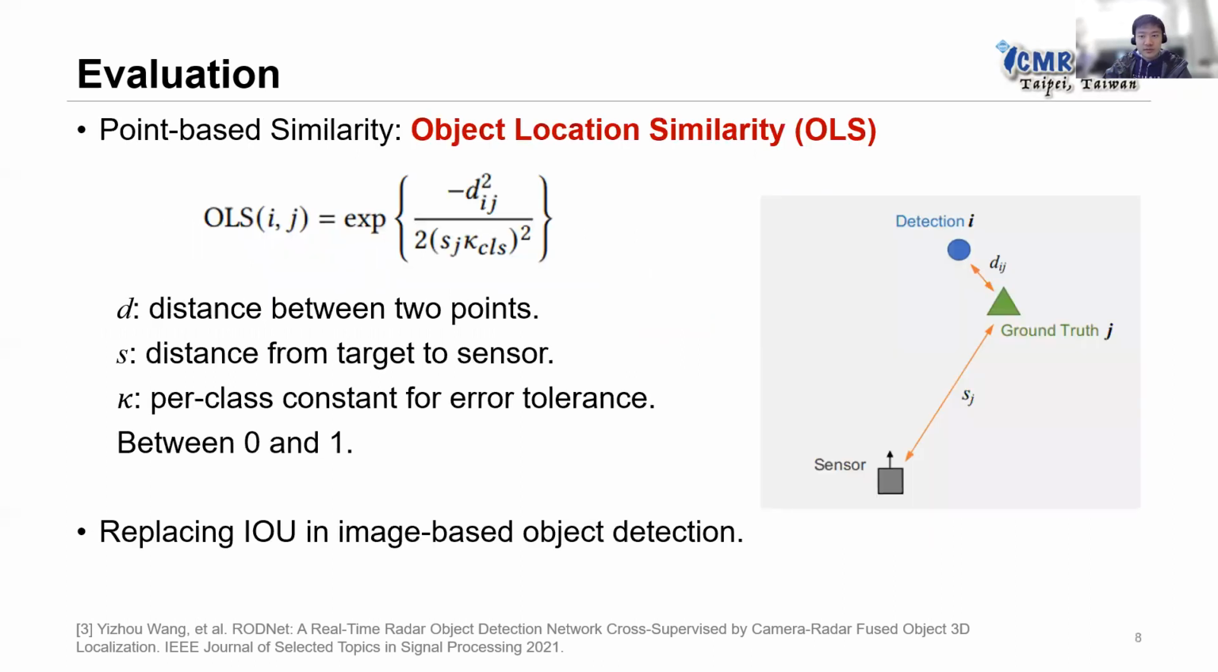To be more specific, since we do not provide object dimension information like 2D bounding boxes, width and height in image-based object detection, we introduced a point-based similarity called object location similarity, in short OLS, that jointly considers the distance between the detection and ground truth, the distance from target to sensor, and a per-class constant for error tolerance. The OLS is always between 0 and 1, and we use it to replace the role of intersection over union in image-based object detection.